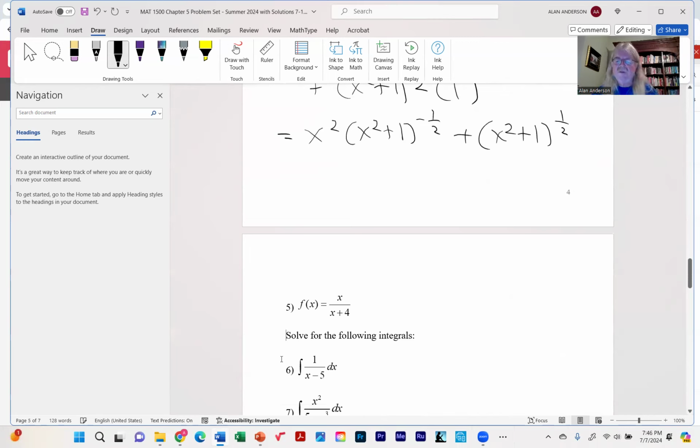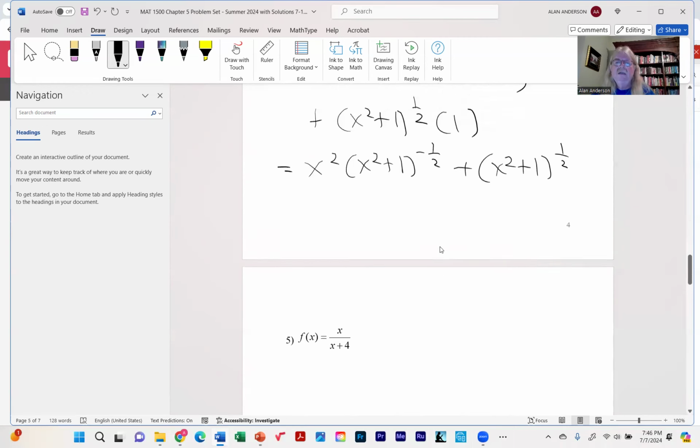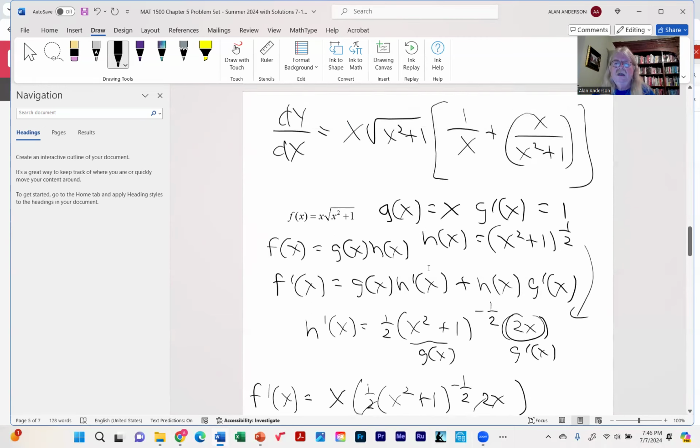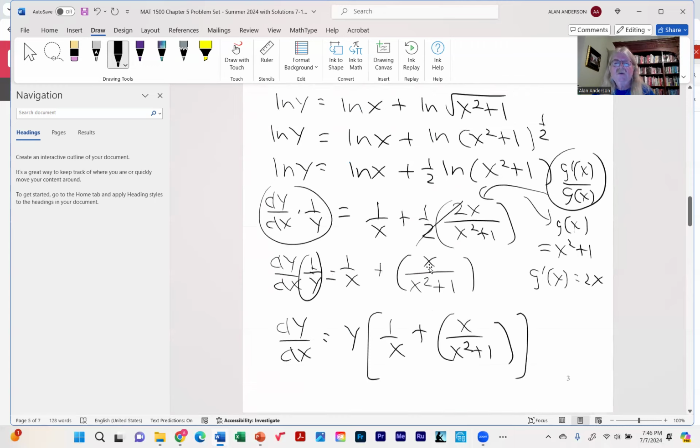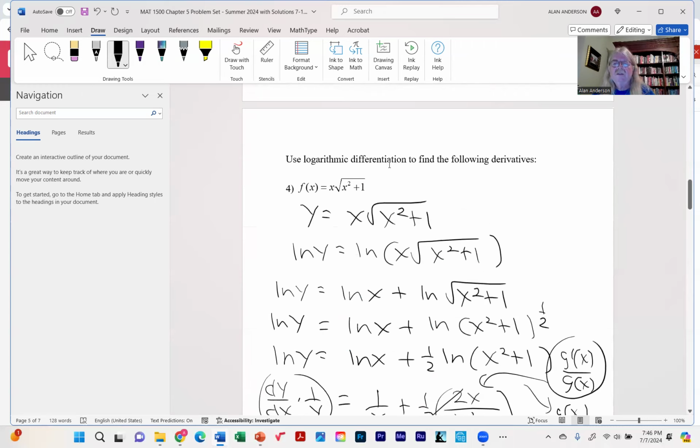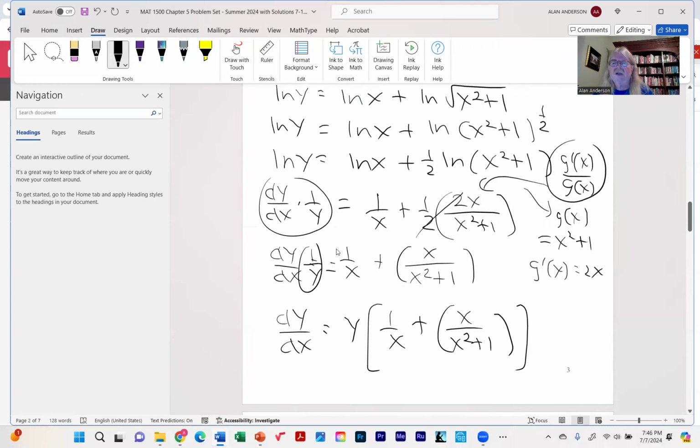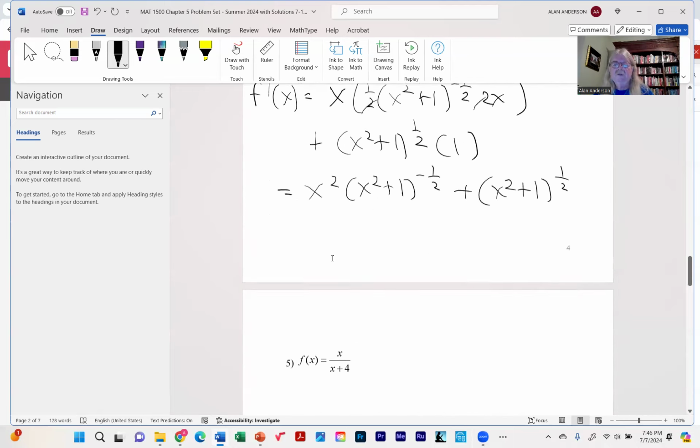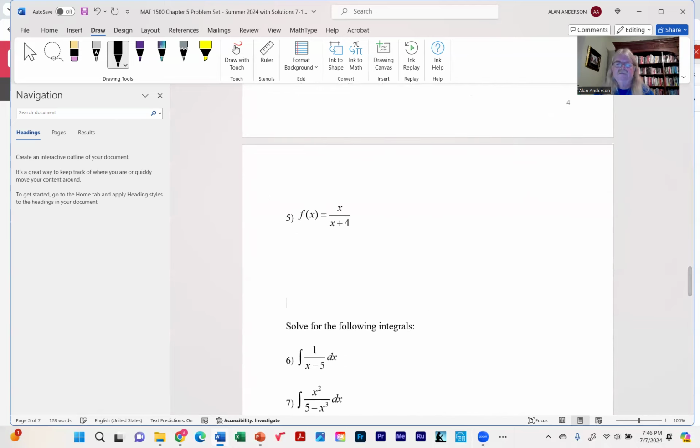Now, what's going on with this one? Ooh, okay. Well, we can certainly use the quotient rule here, but it may be that there's something quicker than this. Oh, actually, I just realized we're supposed to use the log differentiation for this one too. All right, let's do it with log differentiation.